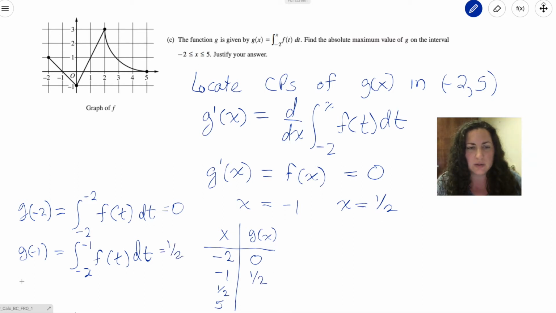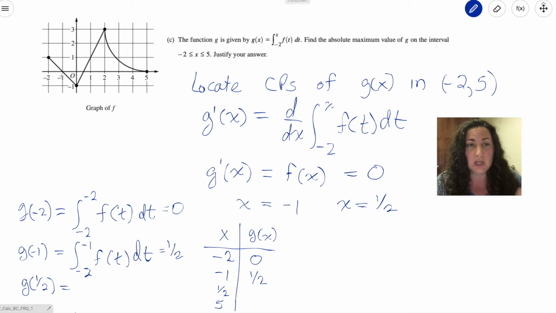Okay, and then next we want to do g of 1/2. So again, kind of harkening back to part A, we know that the area between -2 and 0 is going to be 0, because we have this triangle which is contributing positively to the definite integral, and this triangle here, which is contributing negatively, and they are the same size. So that actually cancels out.